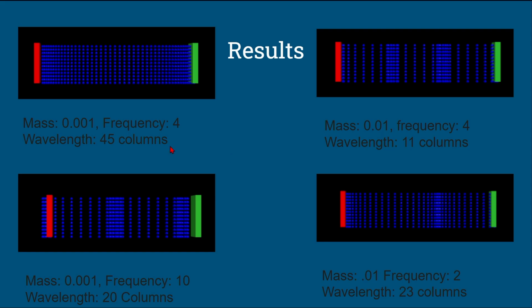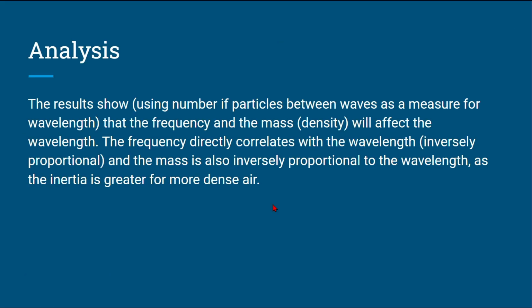And as you can see, this wavelength is quantified by the number of columns between each crest, essentially, each area of high density. So the results show that the frequency and mass will affect the wavelength, which the frequency directly correlates with the wavelength, and mass is also inversely proportional to wavelength as the inertia is greater for more dense air.